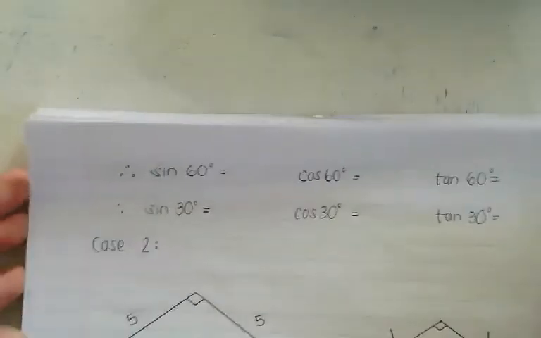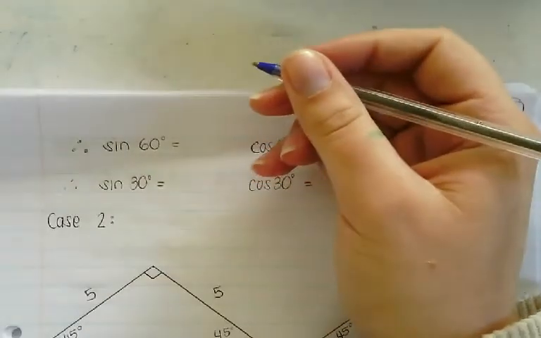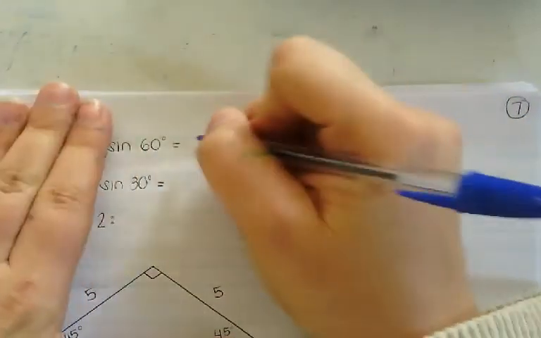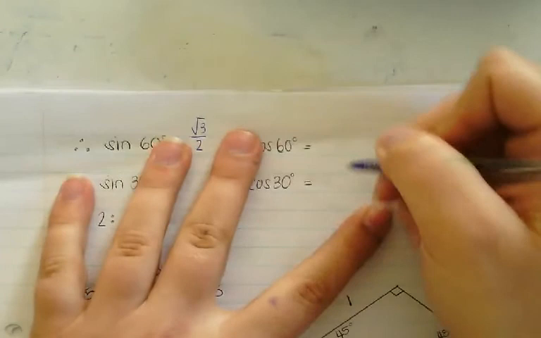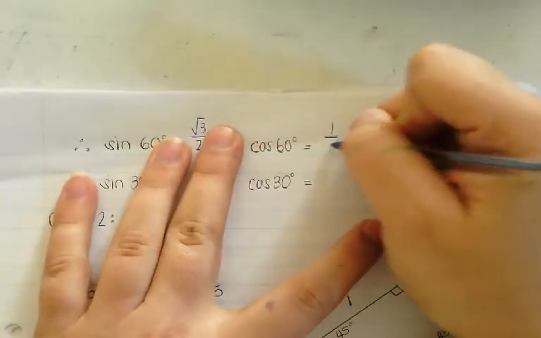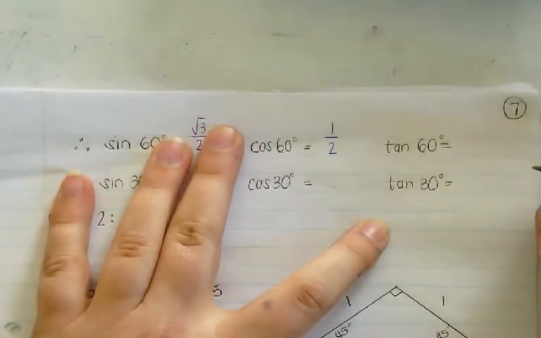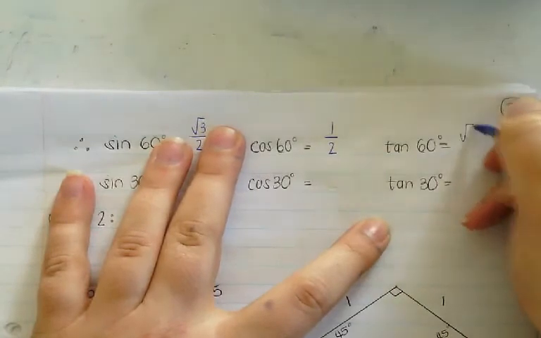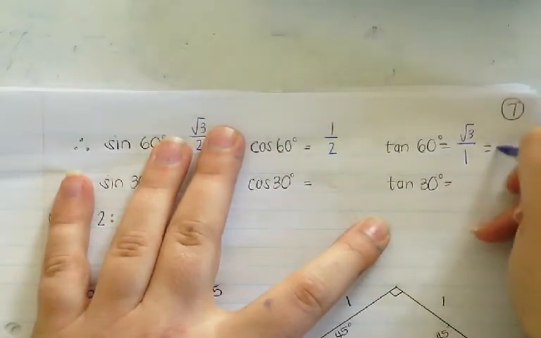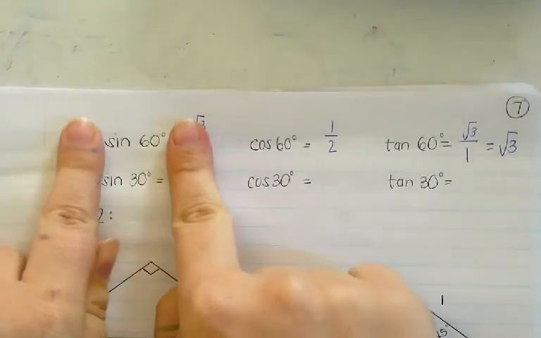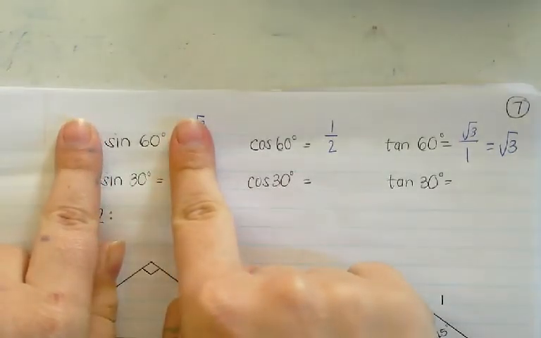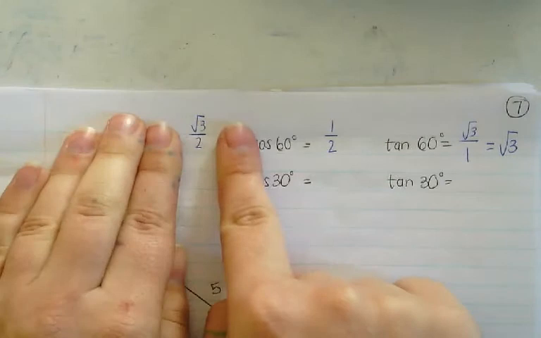So we can therefore say that sine 60 will always be square root 3 over 2. Cos 60 will always be 1/2. And tan 60 will always be square root 3 over 1, but obviously that could just be square root 3. So when I'm talking about cutting and pasting, that is what the question gives me as part of my calculation. I cut it out and I paste that instead.